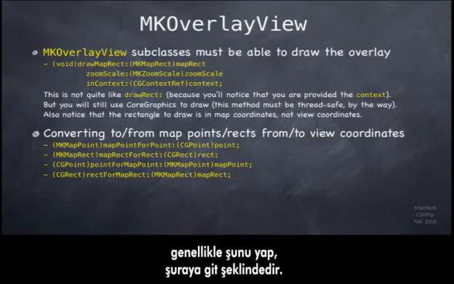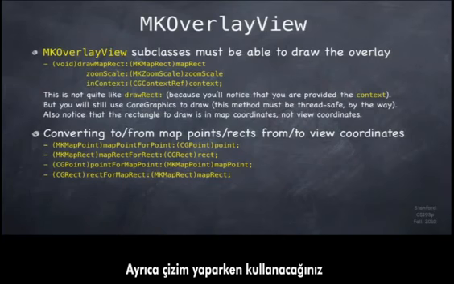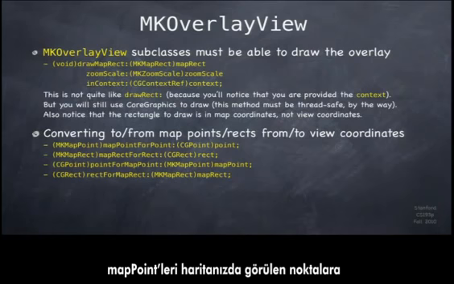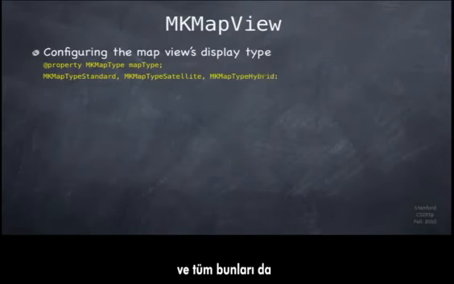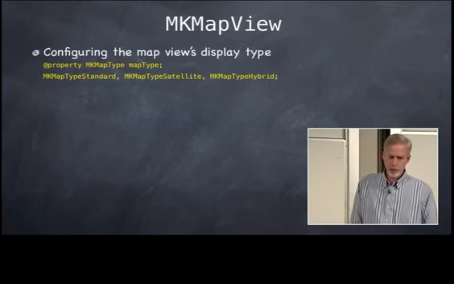When you're drawing, you might want to convert from map points to points in your view, and you do that with these methods that are in MKOverlayView that you inherit. So you can find that. All right, so that's it for overlays. You can look that up if you want to do an overlay for your final project or whatever.